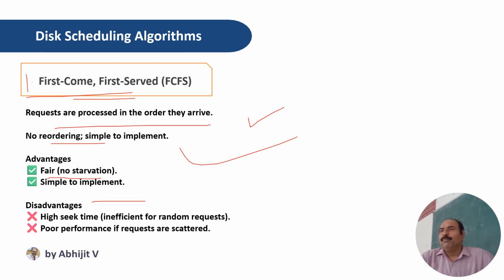Some things might take more time, or things having low priority may take more time, so the high priority process has to keep waiting. And the performance is poor if the requests are scattered. What happens if two requests come at the same time? So there are many disadvantages like that.